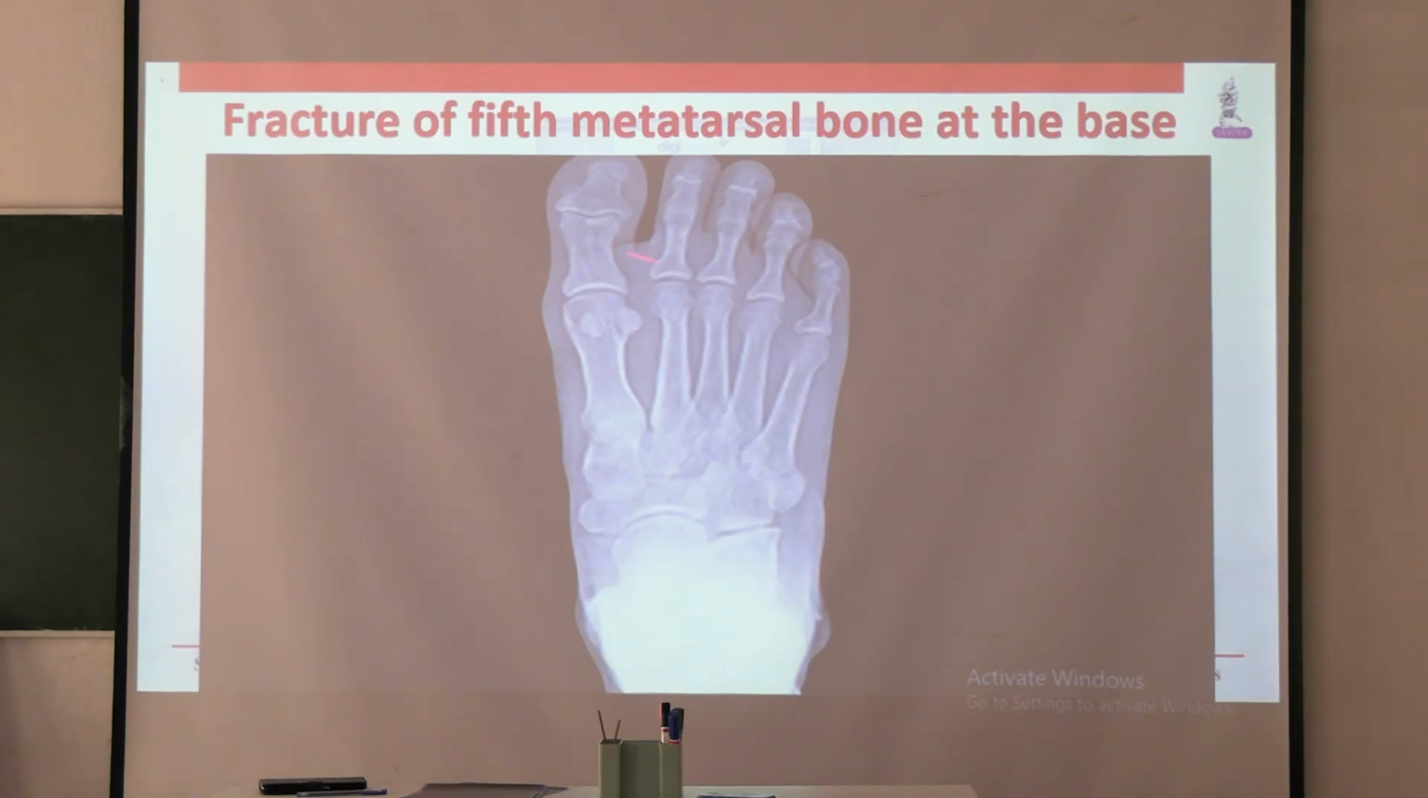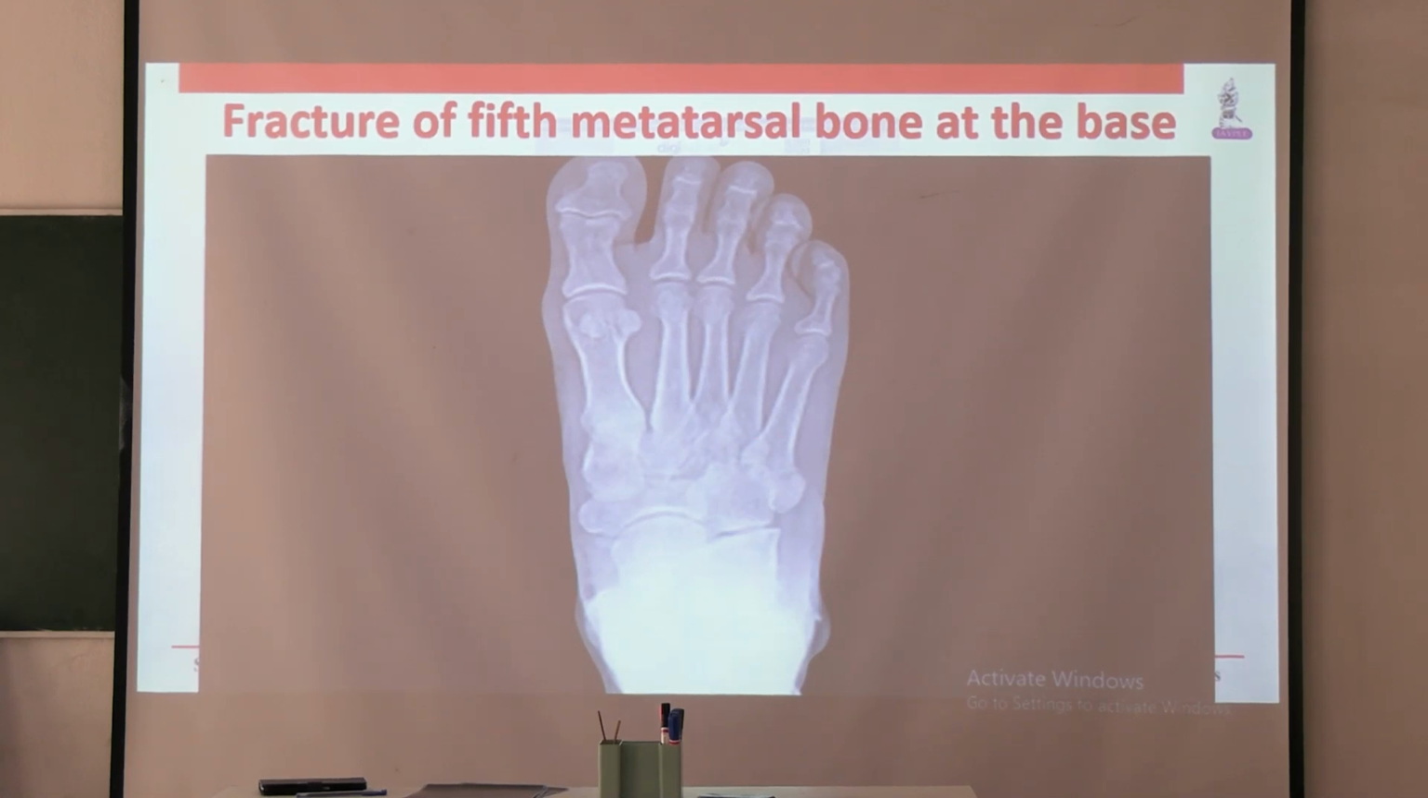Next we go to fracture of fifth metatarsal bone at the base. So from here medial to lateral you will count first, second, third, fourth and fifth. Here near the base, this is styloid process of fifth metatarsal. Here you can see the fracture line. There is a black line here that is normally not present. So this is fracture at the base of the fifth metatarsal.